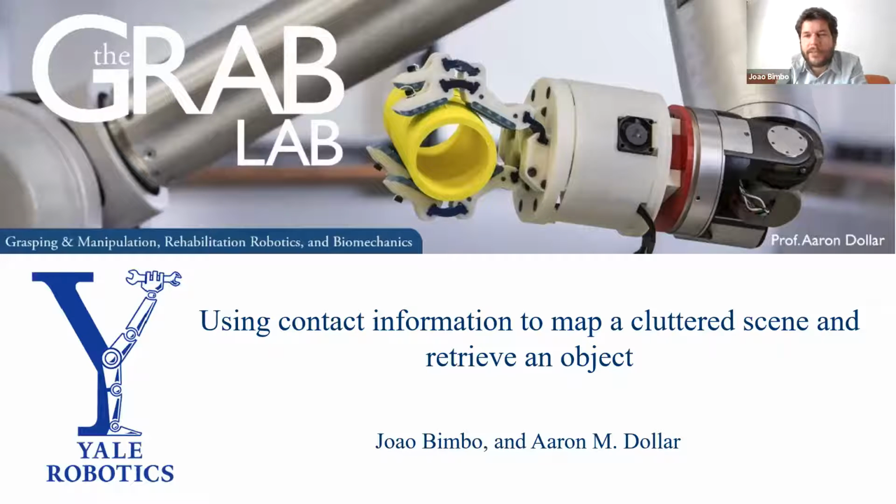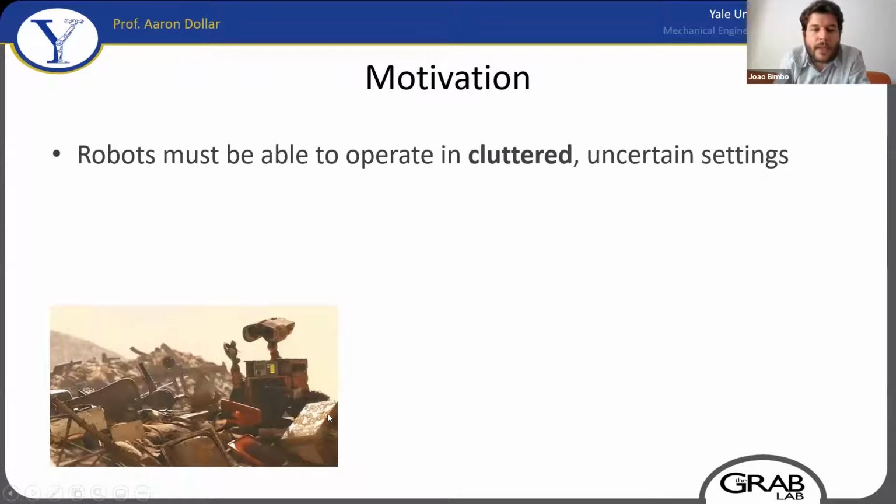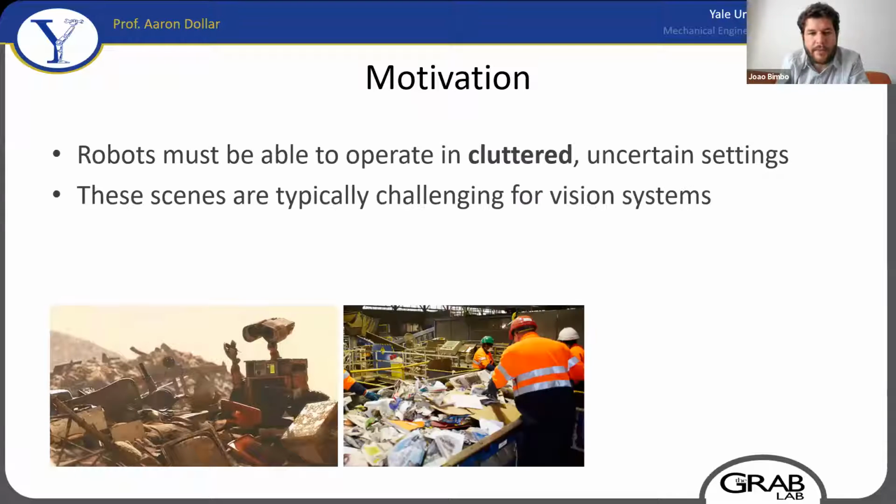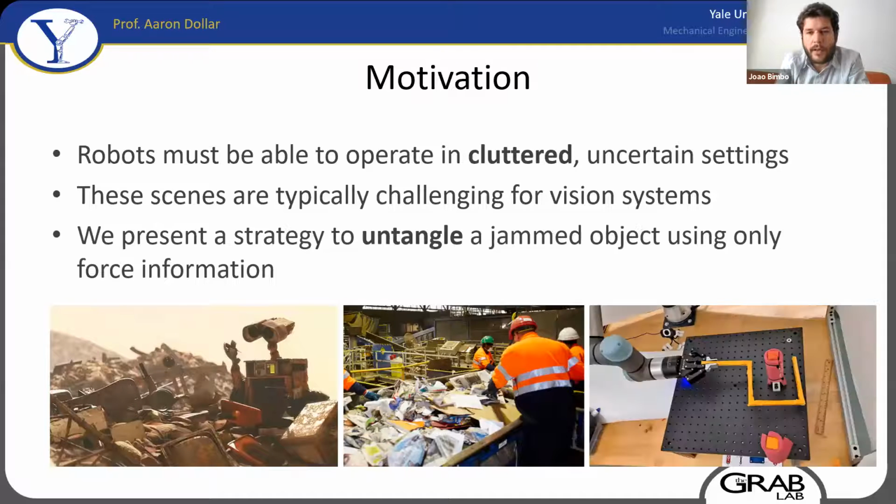Okay, good morning, everyone. My talk is titled Using Contact Information to Map a Cluttered Scene and Retrieve an Object. The motivation for this work is the necessity of having robots that can work in cluttered scenes, scenes that contain a lot of debris and are very uncertain. And like the previous speaker was saying, in these kinds of scenes, you create occlusions. It becomes difficult to use cameras, to use vision. So we also rely on force information.